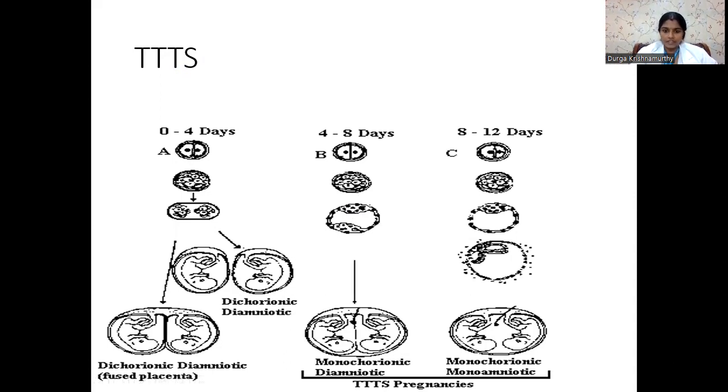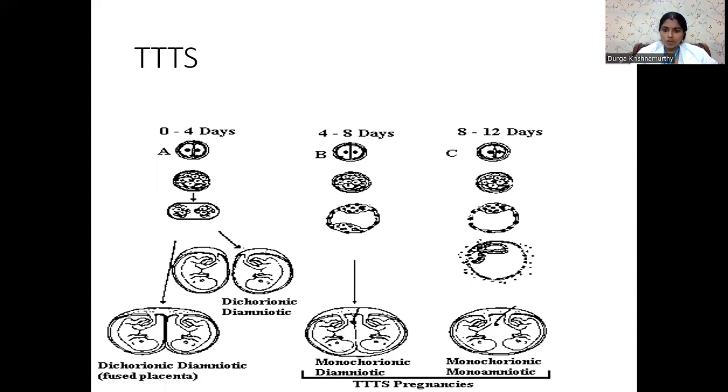If the cleavage takes place between the 4th and the 8th day after fertilization, the chorion will not divide further, so it stays monochorionic thereafter. Only the amnion splits in the division which takes place in 4 to 8 days. Hence, we call it monochorionic diamniotic pregnancy. Suppose the cleavage takes place after the 8th day, that is within 8 to 12 days of fertilization, there is no more cleavage of chorion and amnion. So it leads to the formation of monochorionic monoamniotic pregnancies.